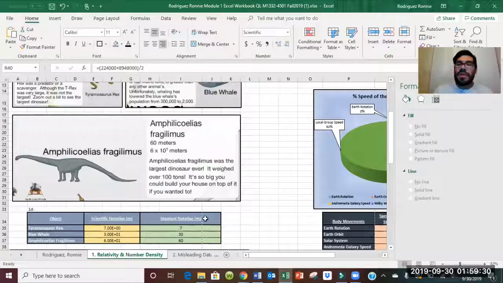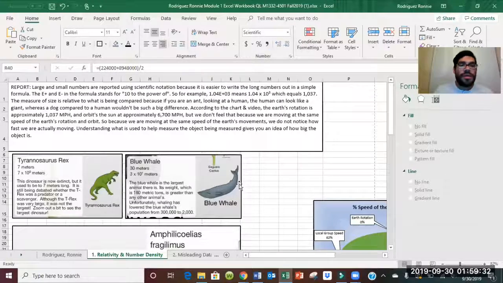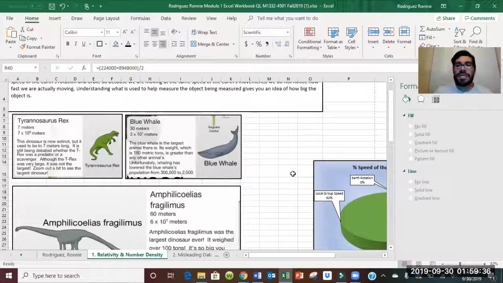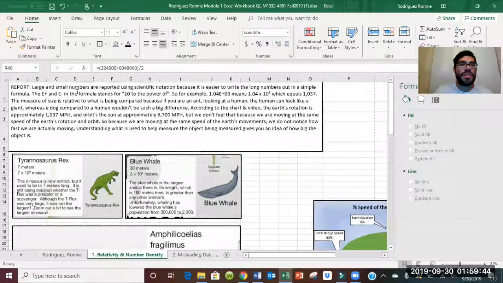Scenario one, relativity and number density. We use scientific notation to determine the different sizes relative to each other. So my first one I have here is a Tyrannosaurus Rex, and we used what's called the E plus and E minus formula, which stands for 10 to the power of.